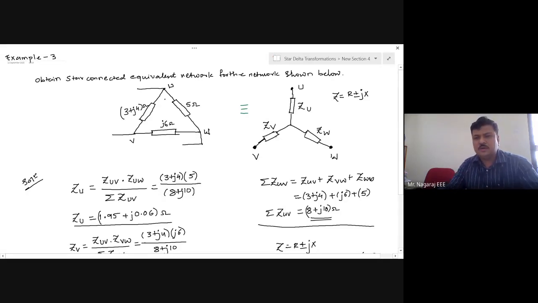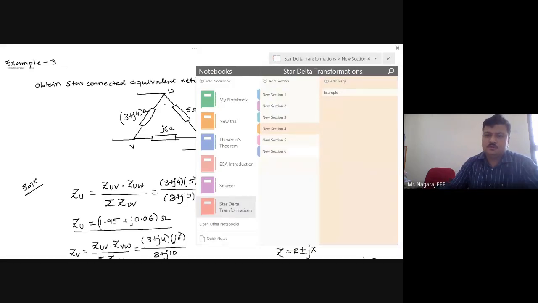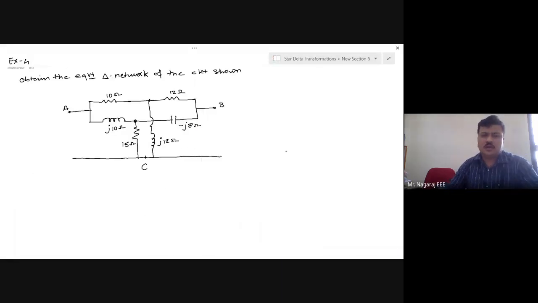Okay. So I took this very simple delta to star single step transformation just to make you comfortable with complex calculations. We'll see another example on star delta transformation using complex form. Now this is the circuit. Obtain the equivalent delta network of the circuit.